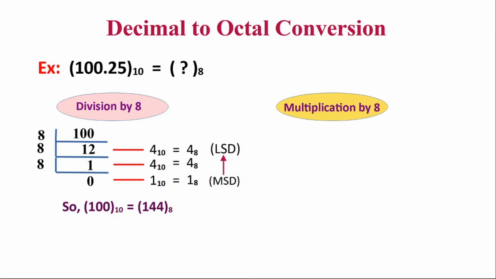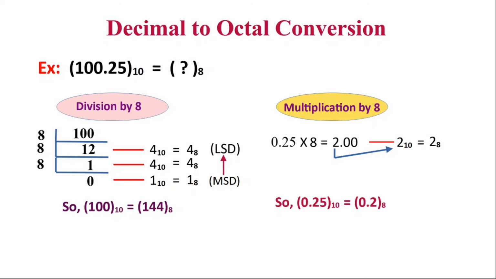For fractional part, we have to perform the repeated multiplication by 8. After performing the multiplication operation, we get 2.00. Here, this 2 in decimal system is also equal to 2 in octal system. So 0.2 is the octal equivalent of decimal fraction 0.25. Hence 144.2 is the octal equivalent of decimal number 100.25.